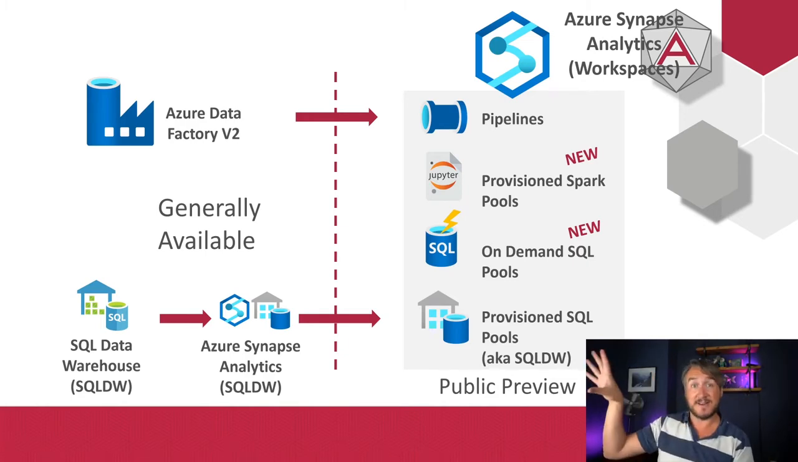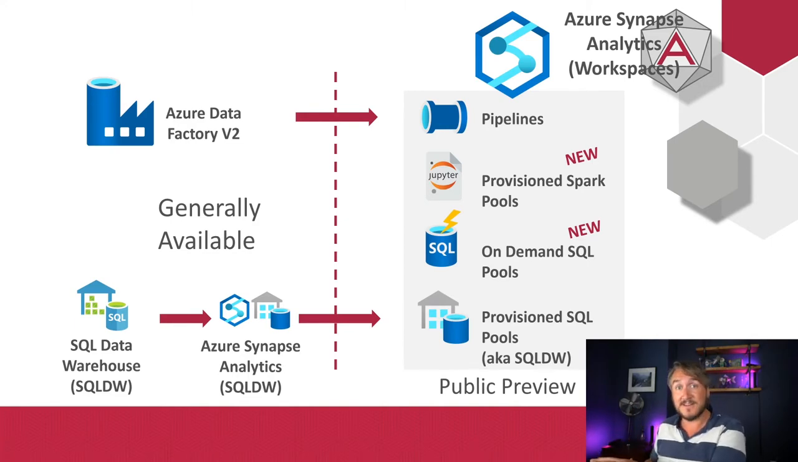So we've got a bit of Data Factory. We've got some of the thing that used to be called Azure SQL Data Warehouse. As of this recording, it's currently called Azure Synapse Analytics, but that's the current GA version, which is just the data warehouse. When we eventually have general availability for this new thing, the Azure Synapse workspaces, that's going to have those provisioned SQL pools. It's going to have what used to be SQL Data Warehouse baked inside it.